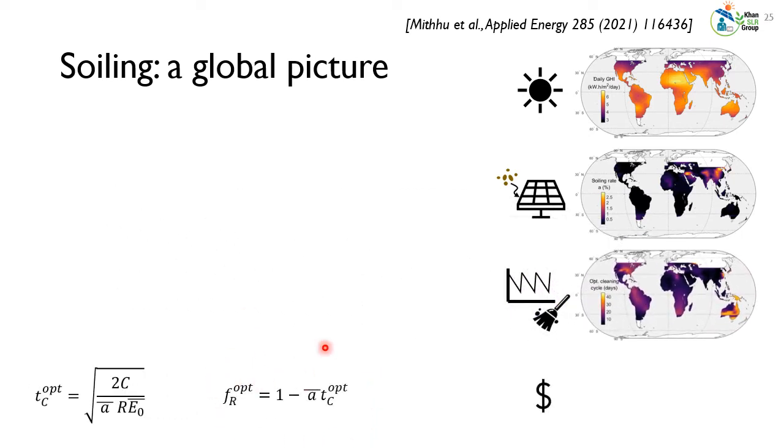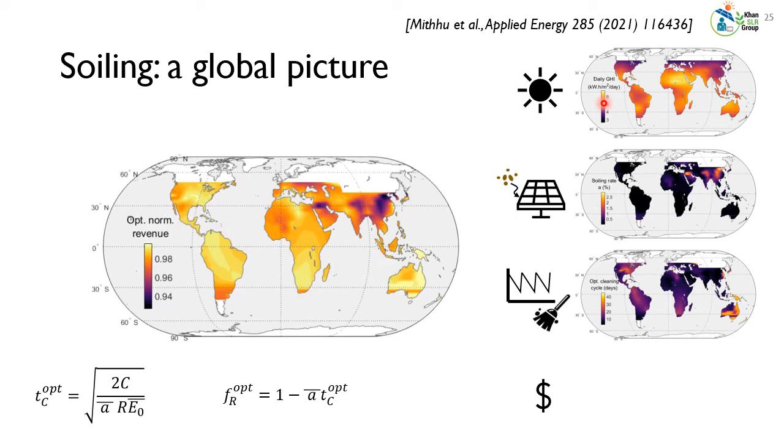Finally, you can use this equation to find the normalized revenue based on all these information. And here's the normalized revenue. Again, if you look at these parts where the soiling rates were higher, you can see that the optimum revenue is even lower than 94%, which means you would lose more than 6% of your revenue even if you clean the panels optimally. You cannot have anything better than this.